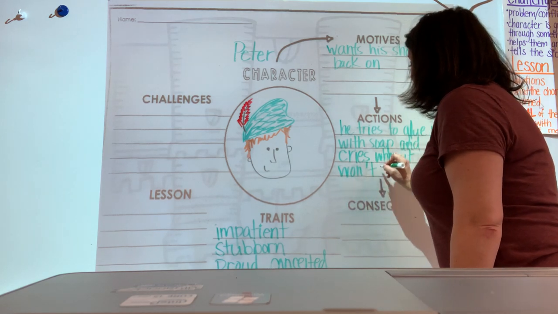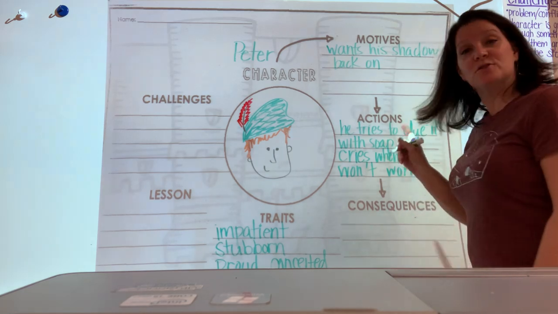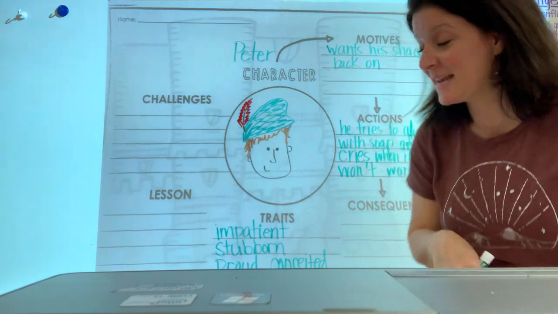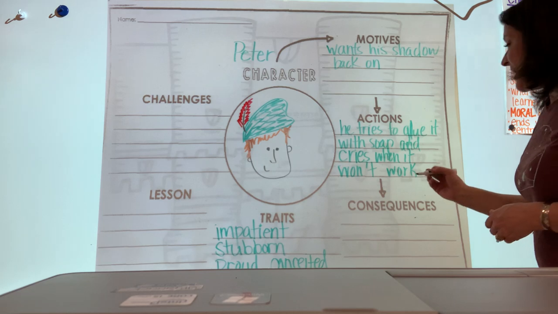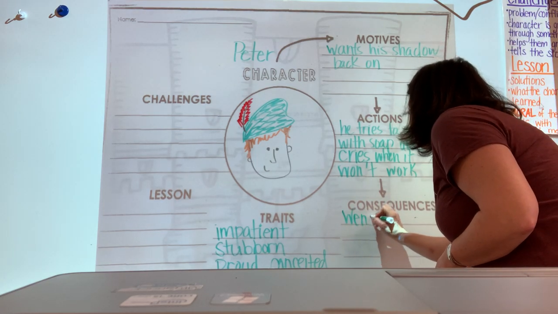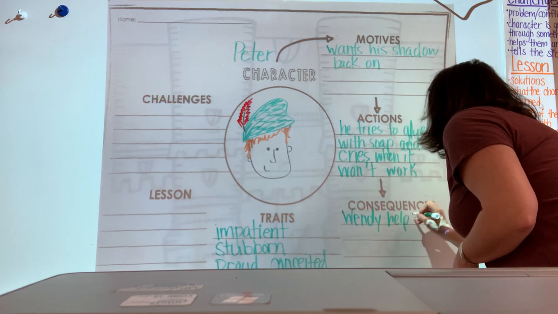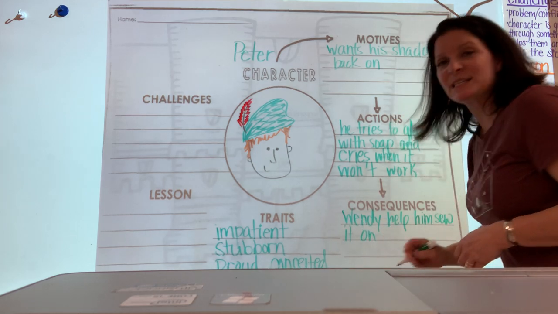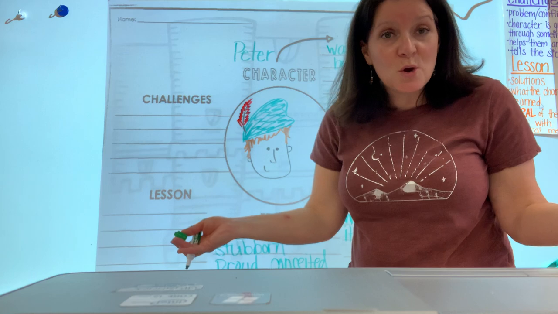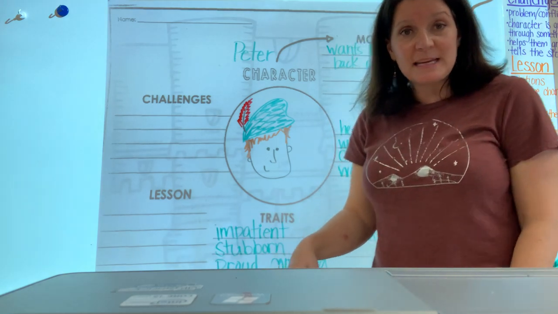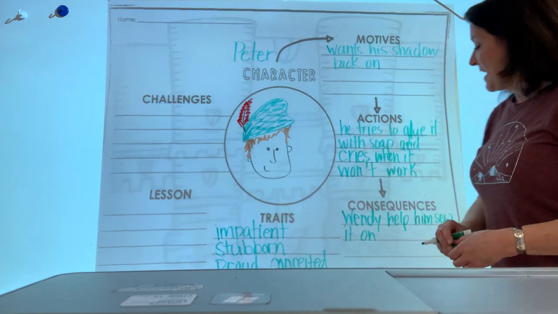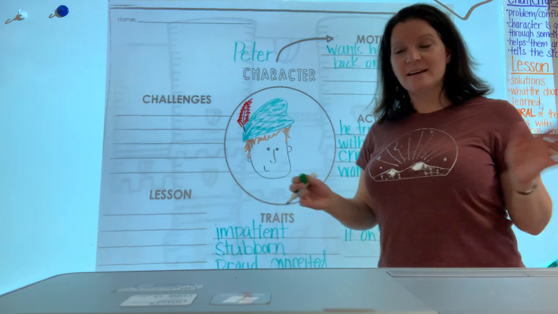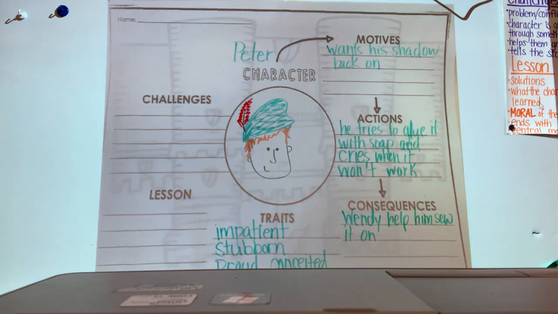Well, what happens as a result of his action of trying to glue it back on? He cries. Who does it wake up? It wakes up Wendy. And Wendy helps him sew it on. She even has to explain to him. He says, what's sewn? He doesn't know what it means. He's ignorant about what that word means. So she helps him sew it on, and then he does what? At the end of the story, what does he say? Let's look back to see what his words are.